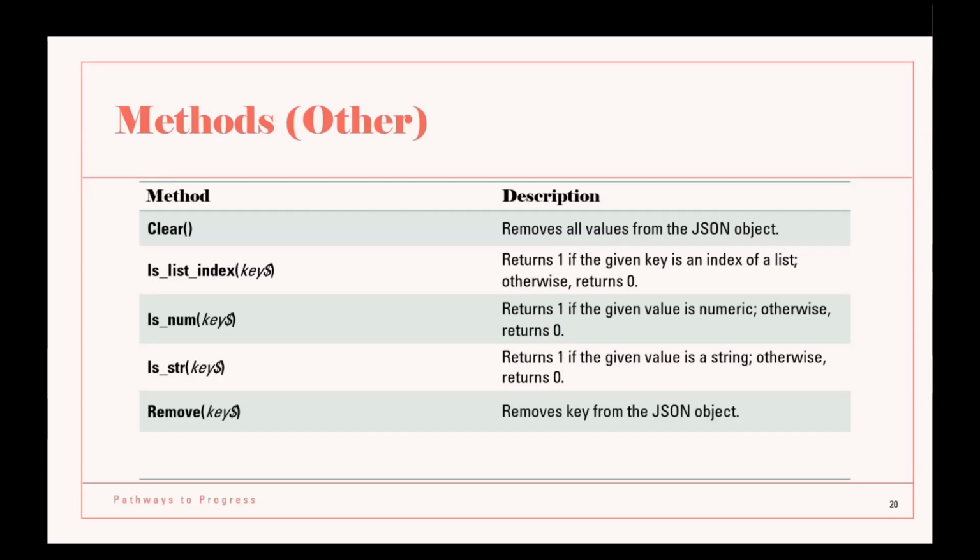We have the remove function, which will remove the specified key, as well as any key value pairs or subobjects within it. And lastly, we also have the size function, which will return the total number of elements or actual values in our JSON object.